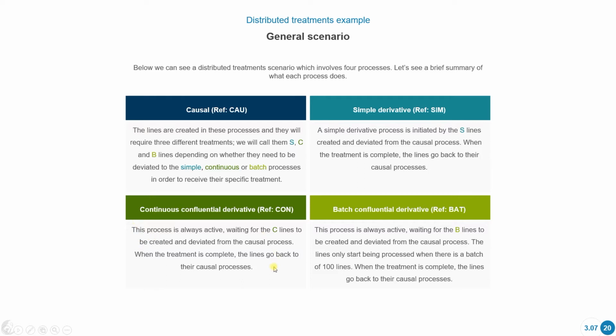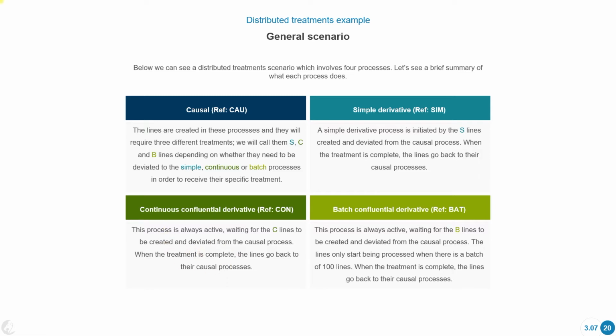Down here we have another one, called the continuous confluential derivative class of process, and this one is always going to be active. It's always going to be waiting for the lines of the type C to be created in this class of process, of course. And once they've been created, they're going to be deviated to this one here. When the treatment is complete, the lines go back to their causal process. So practically the same as this one, but here we have a difference. Here, this class of process is always going to be active.